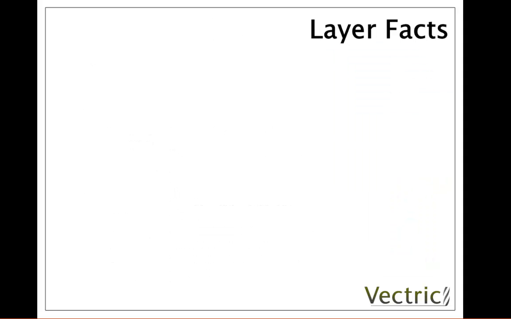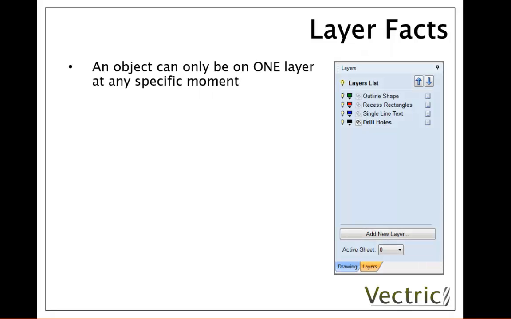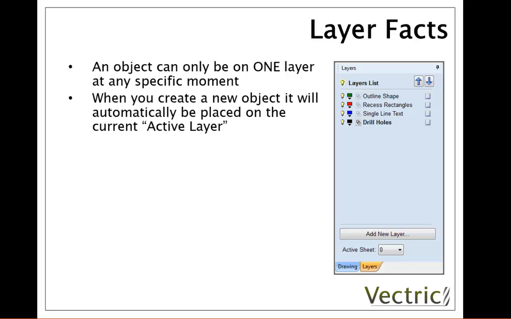Let's look at some specific facts about layers. First thing is that any 2D object can only be on one layer at a time. It's not possible to share that across different layers. If you want to do that, you need to make a copy of the object to place that copy onto a different layer. When you create any new object, it will be placed on what is currently the active layer.